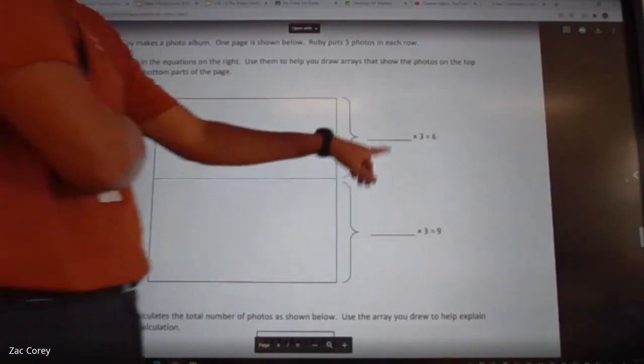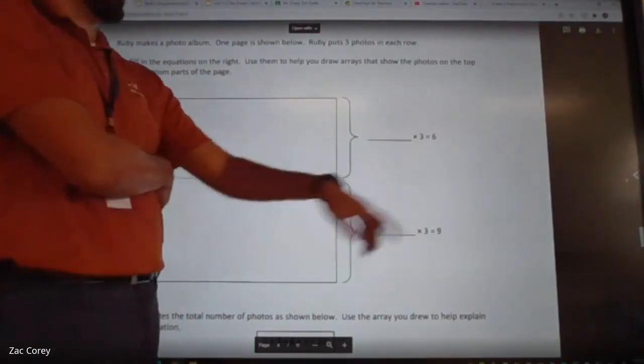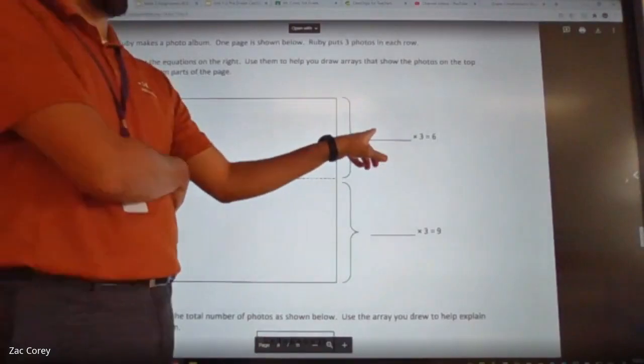All right, so let's look at the equations first, okay? Blank times 3 equals 6. So we have to count by 3 how many times to get to 6.